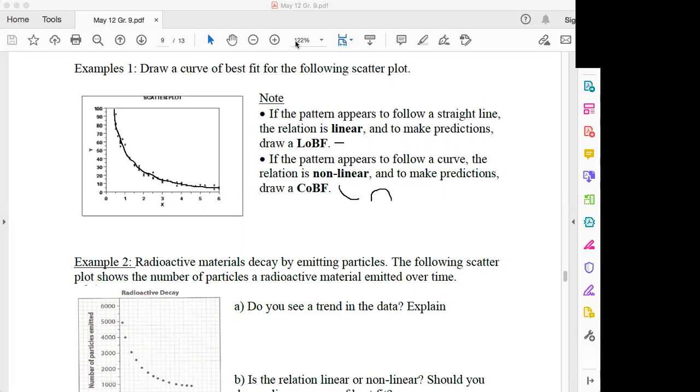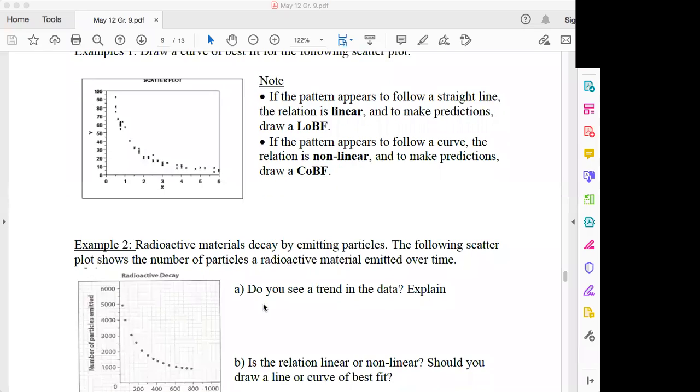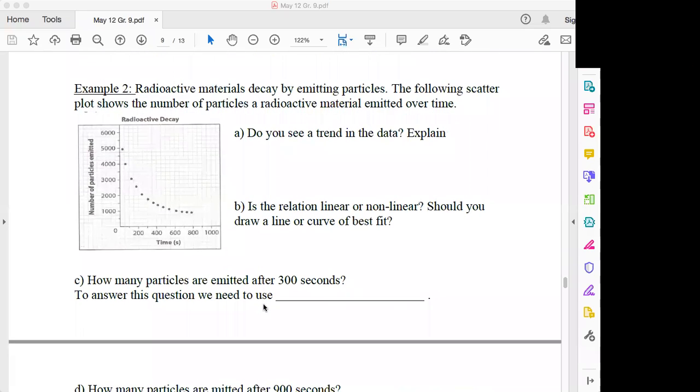I'm going to clear this and go to example number 2. Radioactive material decays by emitting particles. The following scatter plot shows the number of particles a radioactive material emits over time. We're going to do a curve of best fit for this because, like I said, it's not linear, so it does more of a curve. Doing my best that I can here on the computer. Kind of went a little wonky.